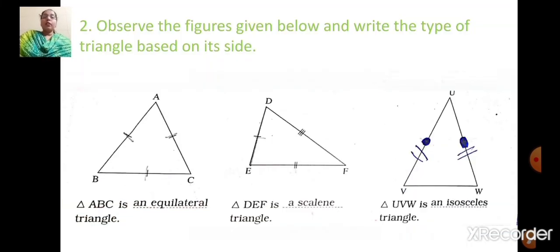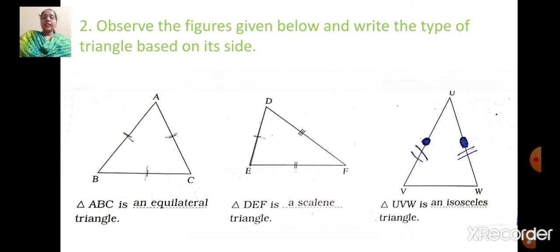Now observe the figures given below and write the types of triangles based on its sides. Now you can see the lines given on the triangle, 1, 1 and 1. In triangle ABC, all 1 lines are there. So it is an equilateral triangle. This line indicates all 3 sides are equal.